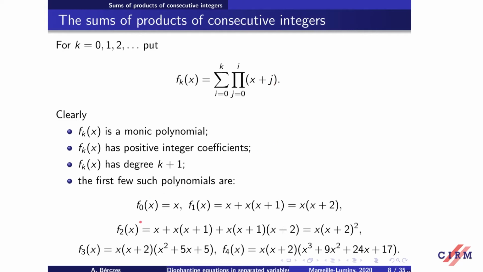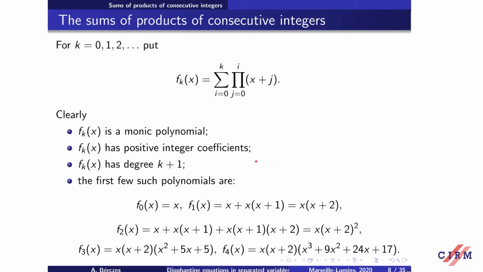If we start to look at the first such polynomial, f0 of x, that's nothing else, just x. f1 of x is x plus x times (x plus 1). f2 of x will be x plus x times (x plus 1) plus x times (x plus 1) times (x plus 2), and so on.